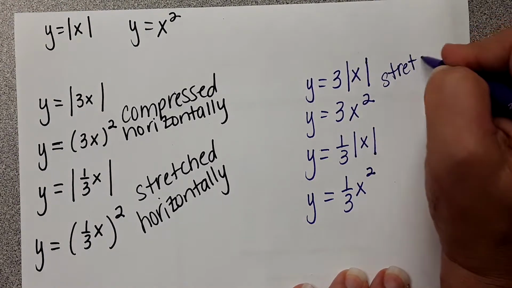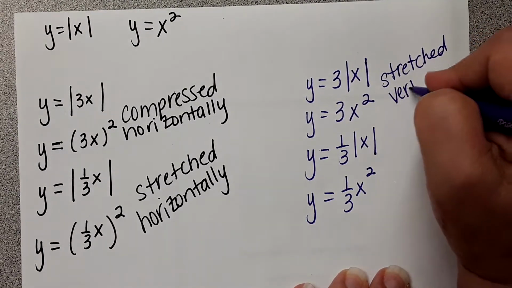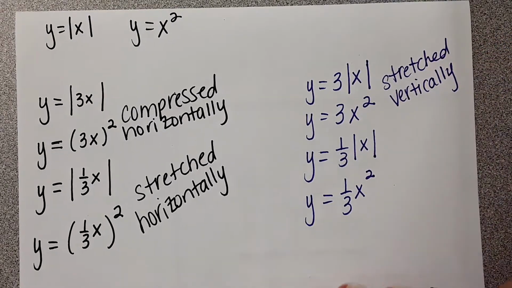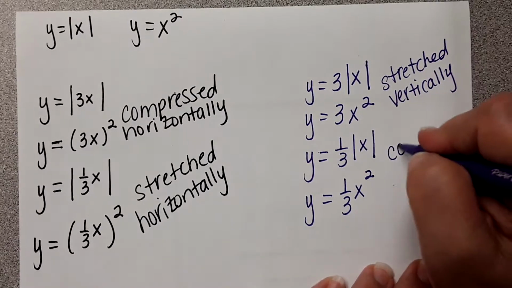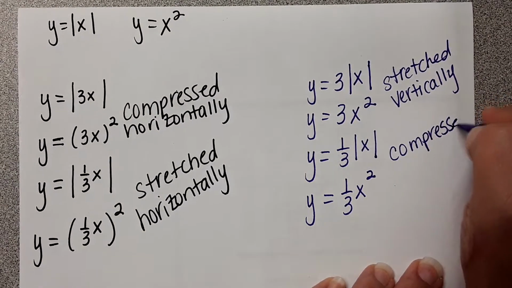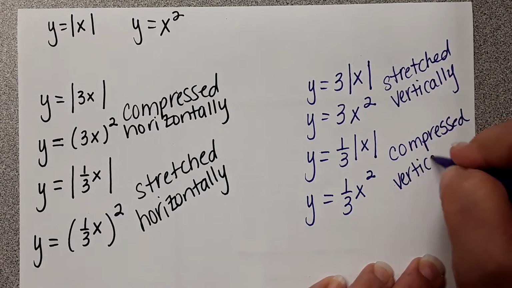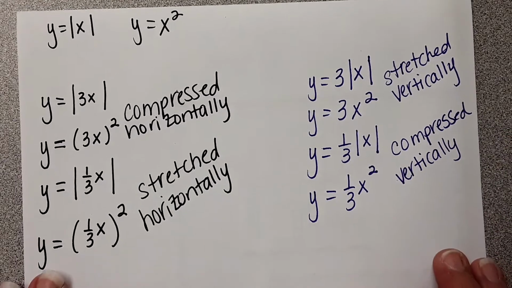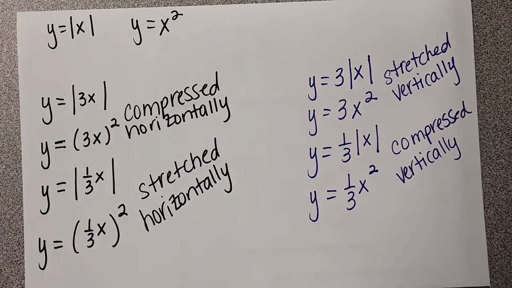Okay, so now we're going to talk about stretched and compressed. Again, we're looking at these two parent functions. Stretched means it's going to be elongated. So it's going to be stretched like this, okay? That means vertically. Compressed means it's being pushed out. So there's two things you have to decide when you're looking at stretched or compressed. You have to decide if it's stretched or compressed, and you have to decide if it's vertically or horizontally. So there's two types. Again, we'll just stick with the three.